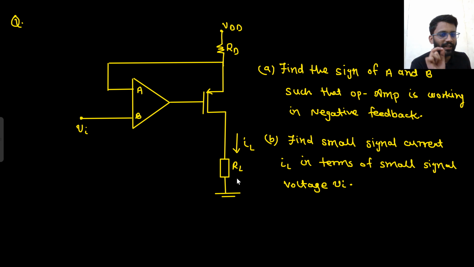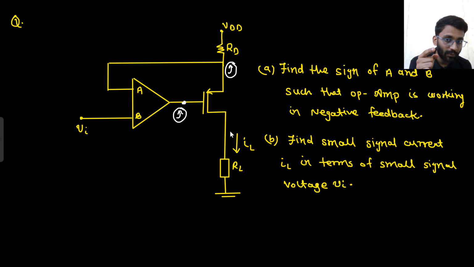What do you think? What did I tell you? Pick the output of the op-amp. This is the output of the op-amp. If this is increasing, what will happen to this node? This node will also increase because this is common source. You are going from gate to source. We have already studied this in MOSFET. If I am going from gate to source, then there is 0 degree phase shift. So if this is increasing, this will also increase.